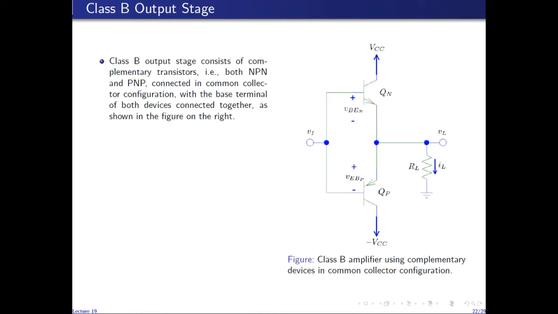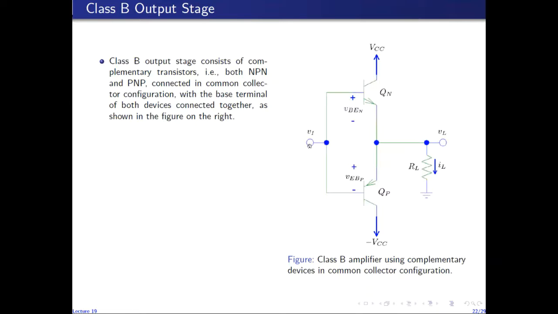The other type of output stage, which has a much larger power conversion efficiency compared to the Class A amplifier, which I'll show later on, is the Class B output stage, which is biased at zero current. So Class B output stage consists of complementary devices as shown in this diagram here. So this is a Class B amplifier circuit, which uses an NPN as well as a PNP transistor. So it uses both transistors. So it makes use of complementary output devices. And both of these two are connected in a common collector configuration.